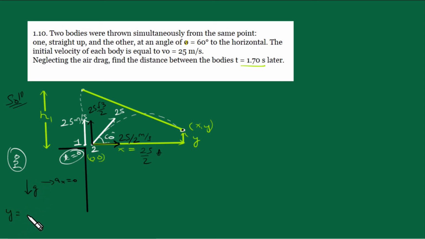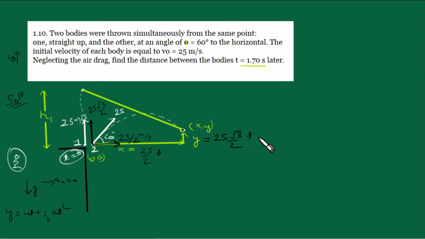Y, displacement, is equal to ut plus half at square. And to use this equation, we must have a sign convention. So let's take upward as positive by convention. Then obviously acceleration due to gravity is downward, so acceleration will be negative, and initial velocity in vertical direction is 25 by root 2. So y will be ut plus half at square. So u is plus, obviously, because it is moving upward in positive direction.